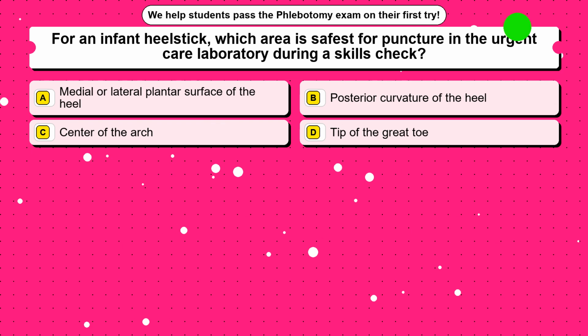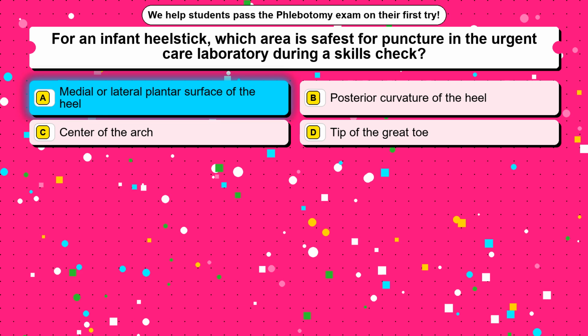Question 48. For an infant heel stick, which area is safest for puncture in the urgent care laboratory during a skills check? Option A. Medial or lateral plantar surface of the heel. Option B. Posterior curvature of the heel. Option C. Center of the arch. Option D. Tip of the great toe.